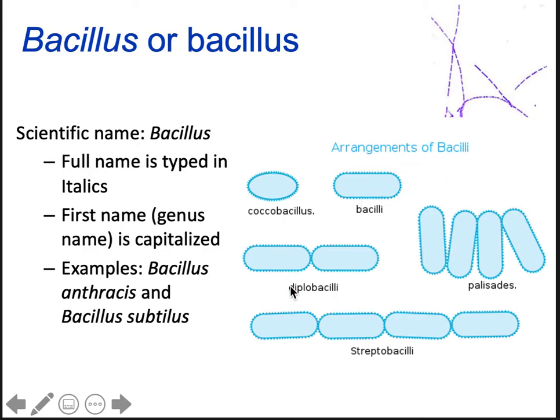And then if you just have pairs everywhere you look, you see mostly pairs, we call that diplobacilli. If you see long chains as the predominant form, then you call it streptobacilli. And if you mostly just see groups scattered about, then you have palisades.